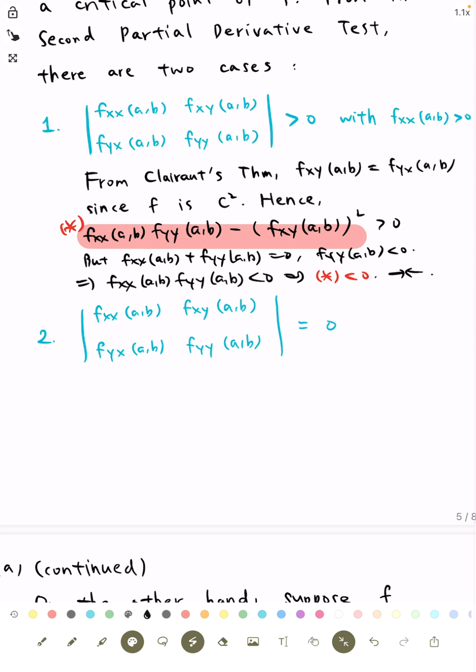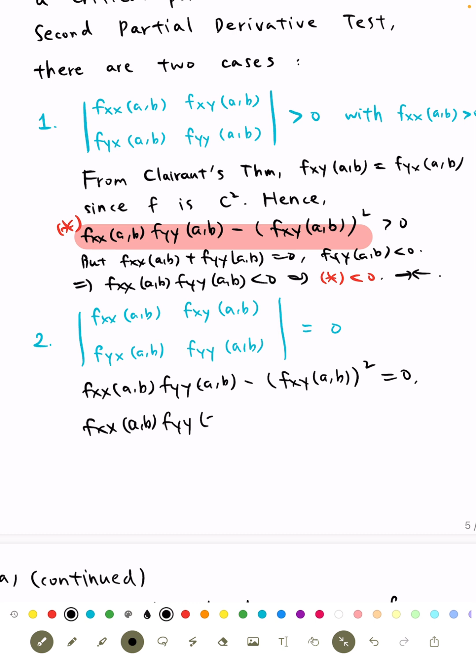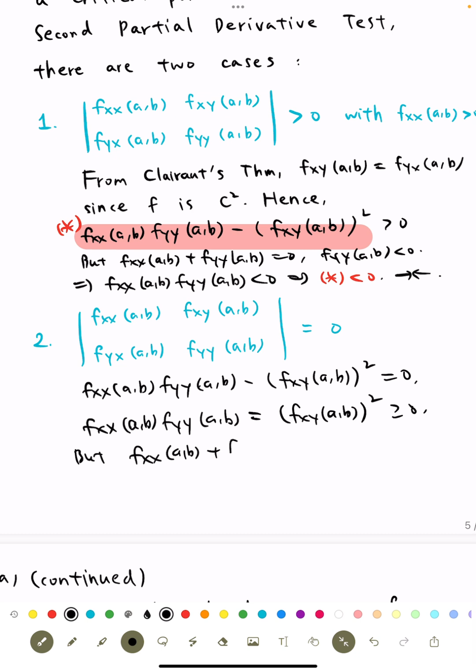The second case is that the determinant is equal to 0, because it is inconclusive, so you also have to consider this case. To approach this, we expand the determinant again. By a rearrangement, we know that fxx times fyy is equal to fxy(a, b) squared and is non-negative. But fxx(a, b) plus fyy(a, b) is equal to 0, so fyy(a, b) is equal to minus fxx(a, b).